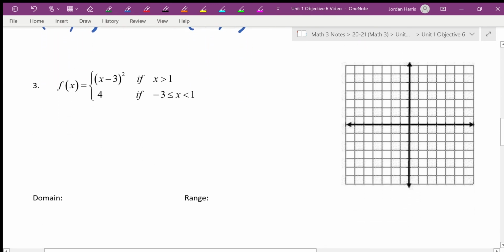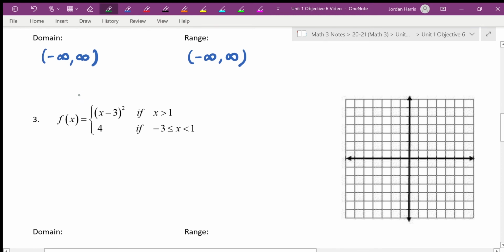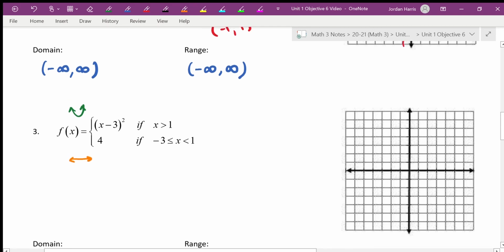Okay. Next one, we have a quadratic again for the top. And we have, it's y equals 4, so that's going to be a horizontal line for the second part. And we have multiple boundaries. So we have one at negative 3, and we have one at positive 1. Okay. Pay attention to what's what. So this horizontal line is going to be between negative 3 and positive 1. The u is only going to be to the right of the 1.